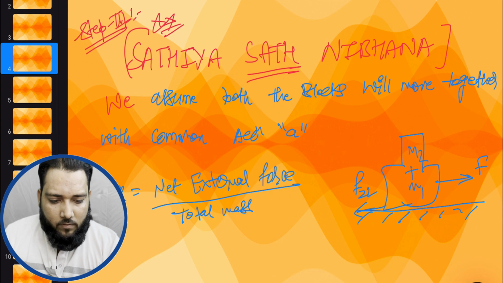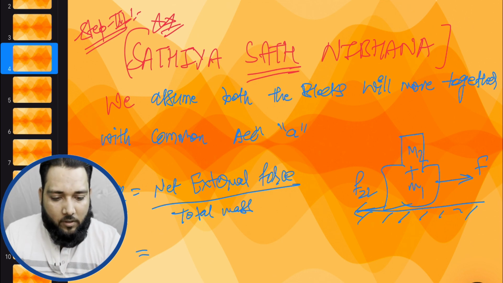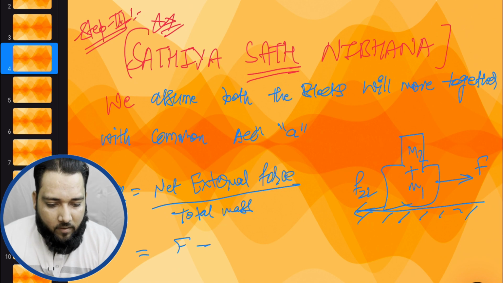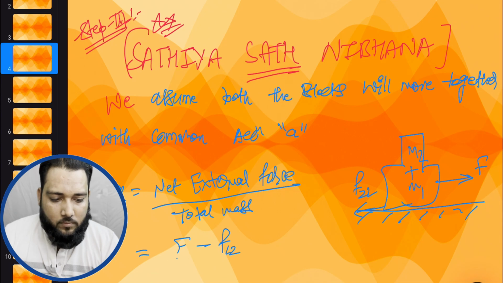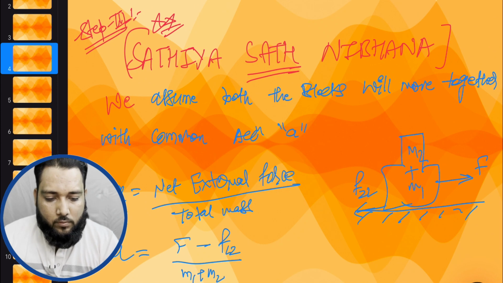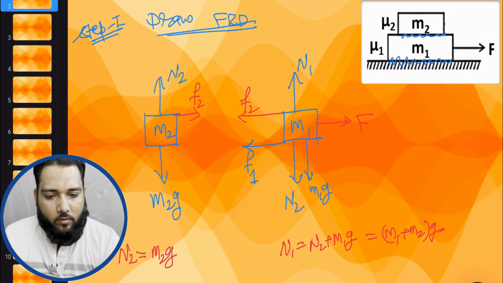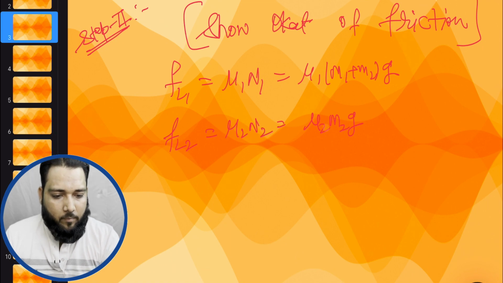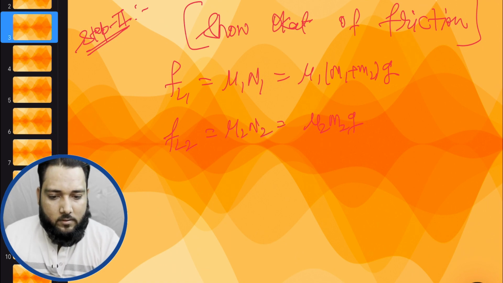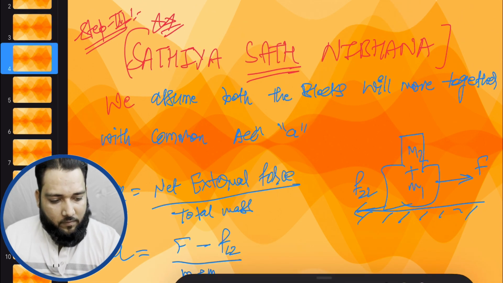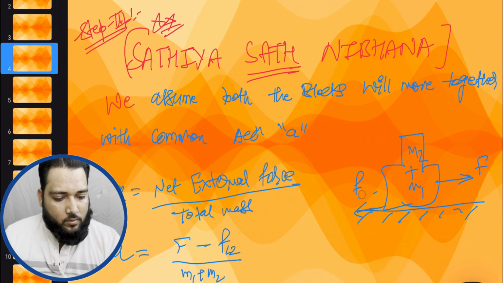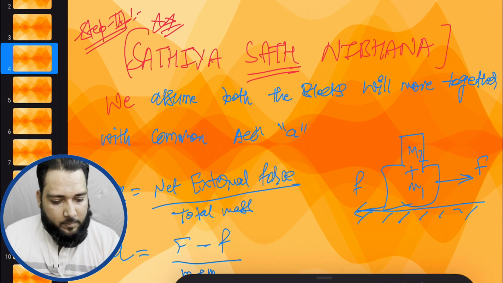No confusion up to here, guys? Simply, net external force: first is F applied, minus FL2, or FL1, divided by M1 plus M2. Now FL2 we have already calculated in this step. Sorry, FL1, not FL2. This is FL1, the first surface. By mistake, I said this one. So once again, this is FL1. Any confusion?